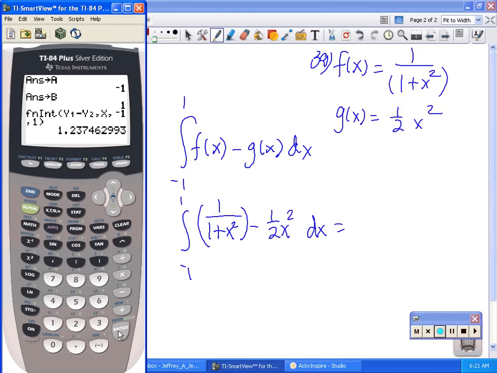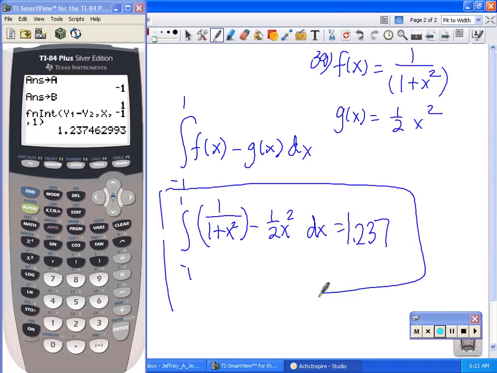And let the calculator do its job. And we get an area of 1.237. Okay, so that's how you do the problem with the calculator. Not going to do any more of those because literally the rest of these are doing the problems with the calculator. Just trying to see if there's anything else.